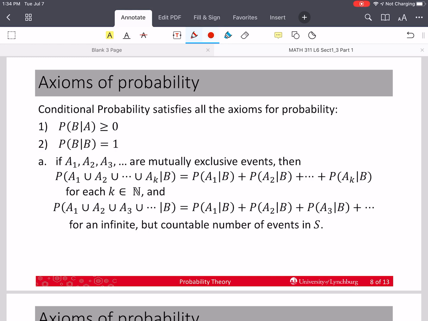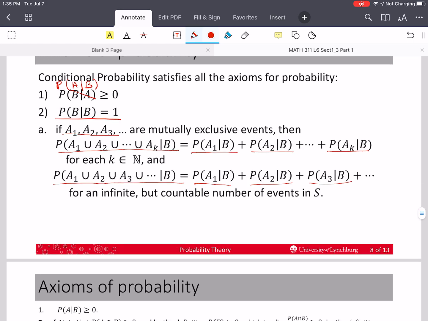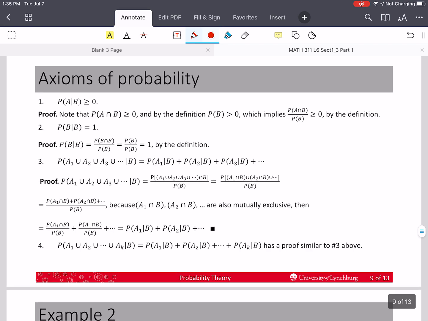So now we can write that the probability of A given B is greater than or equal to 0. And the probability of B given B is equal to 1, because again, we're limiting ourselves to the event B. And if A1, A2 are mutually exclusive events, then the probability of A1 union A2, etc., given B, is simply the sum of the individual probabilities. And even if we have an infinite number of subsets, the same occurs, just like it does for a regular probability. We can prove these.